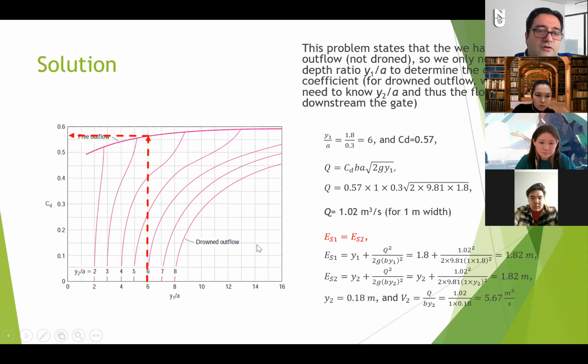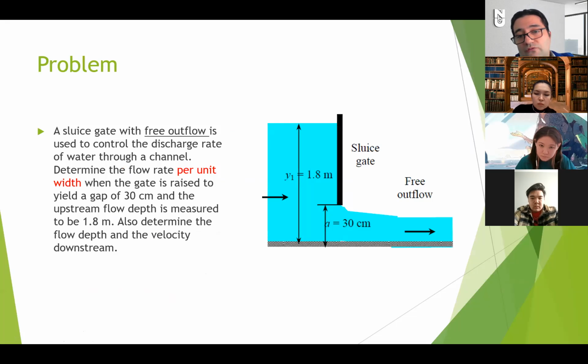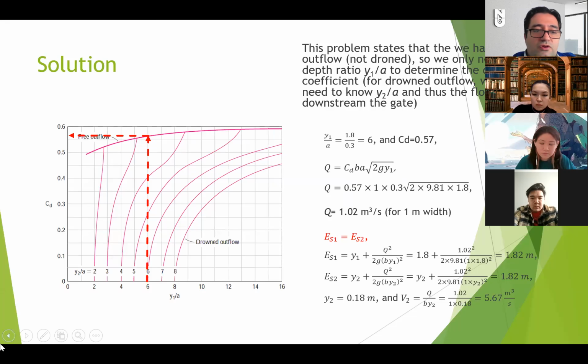You are going to use this chart, and the first thing is to calculate the y1 over a value, because it is free outflow. You will not make any calculations for the y2 over a value because it is not drowned outflow. When you calculate it, you will find it is 6, and you will follow the 6. You will find 6 on the y-axis, and you will go up, down, up, right, and go left. You should read what is given here. My reading is 0.57.